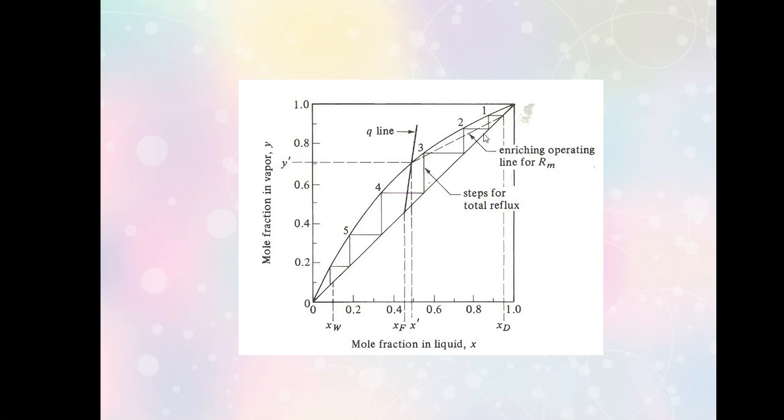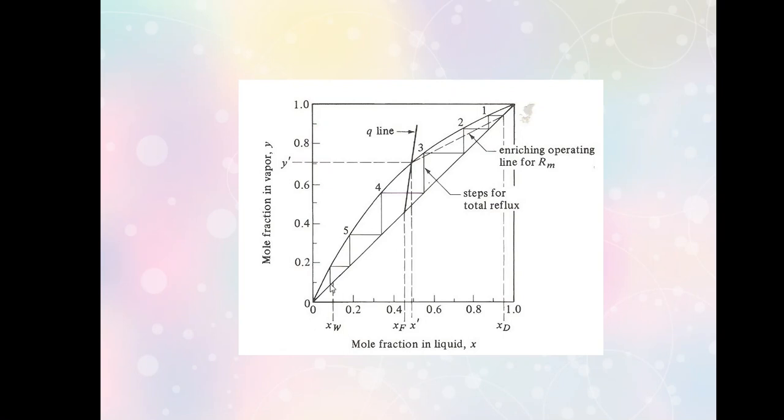Now, you have here the enriching section operating line for minimum reflux ratio. And you have here your feed line. This is your feed line. And this is your steps for total reflux. Notice that the steps for total reflux are not dependent on the construction of any operating line. It's just dependent on these two points, the x sub D and the x sub W.